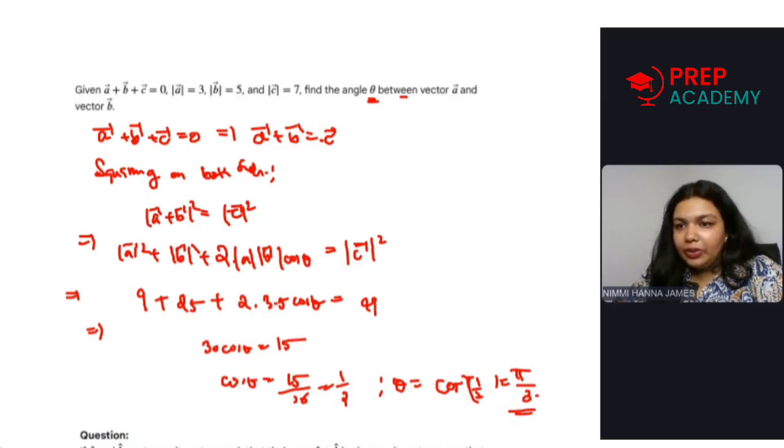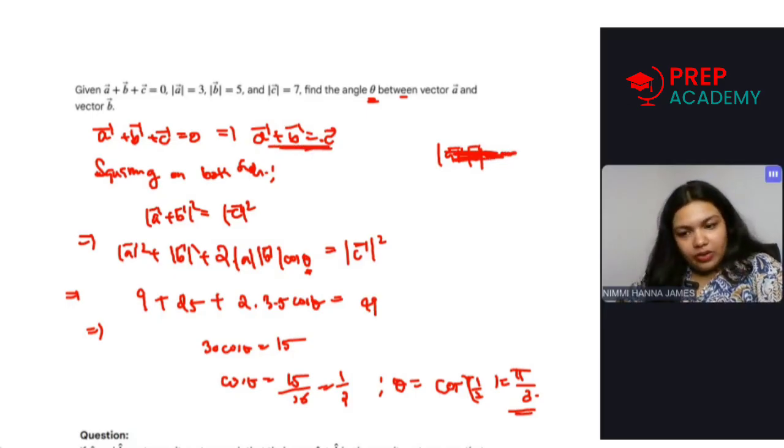We wanted to find the angle between A and B. See here, 2 mod A mod B cos theta, that means theta is between A and B. If it was mod A mod C cos theta, it would have meant theta is the angle between A and C. So we wanted the angle between A and B. That's why we arranged it accordingly.